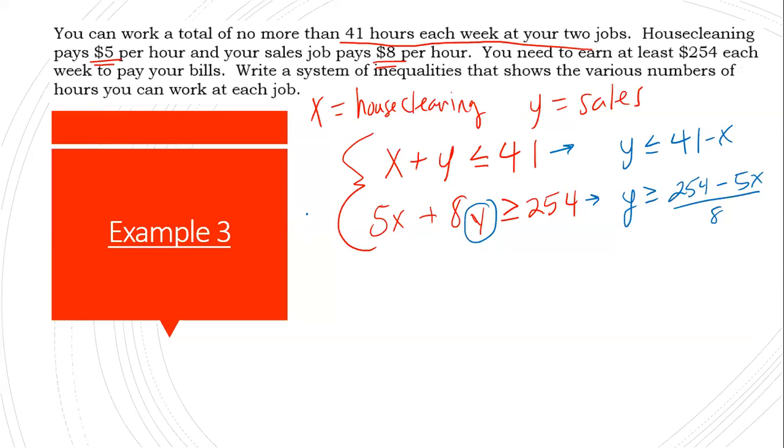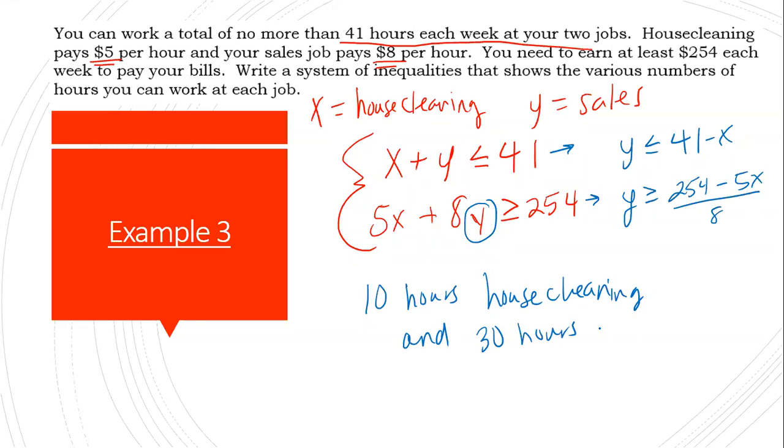All right. So then we wrote the system. So what did I just say? I just had 10 and 30. If I work 10 hours house cleaning and 30 hours in sales, I can pay my bills, right? And that would be it.